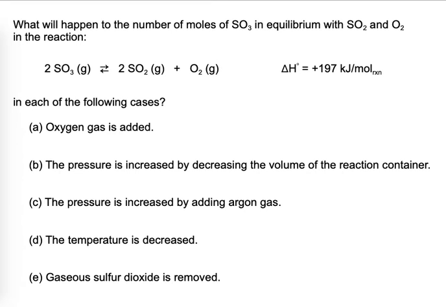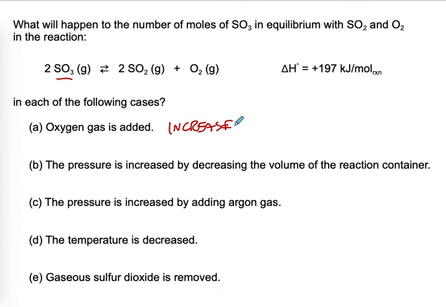So let's do an example. Here we have an equilibrium, and we ask the question, what will happen to the number of moles of sulfur trioxide in equilibrium with SO2 and O2 in the following reaction, for which delta H is positive 197 kilojoules per mole. So in part A, we add oxygen gas. Oxygen gas is a product. Adding a product causes the system to shift toward the reactants, which means that the moles of SO3 will increase because we're shifting towards the reactants.